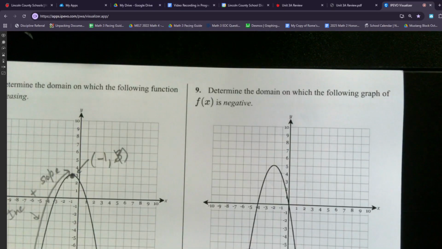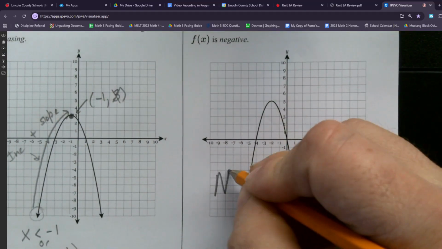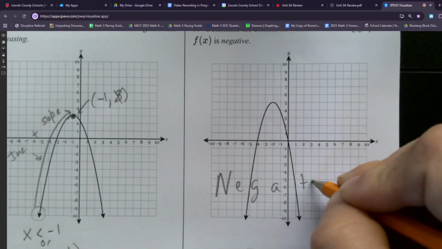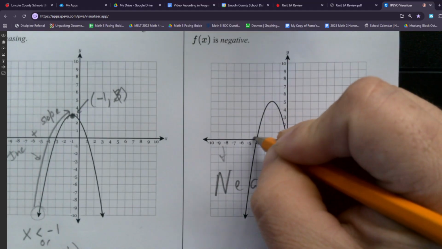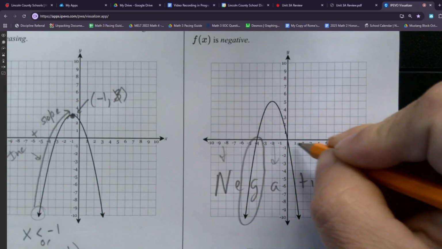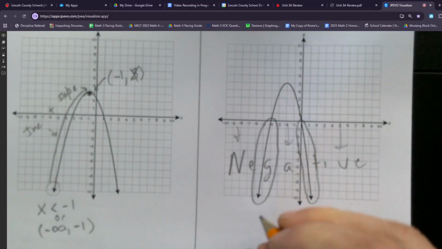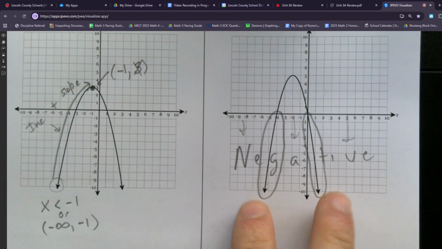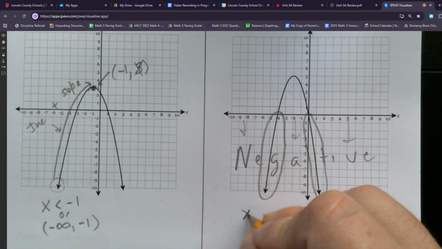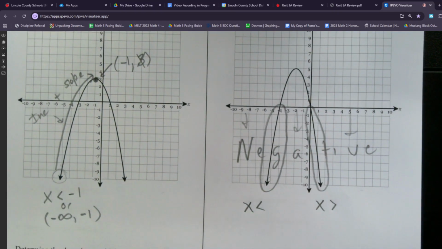All right. Number 9. Determine the domain in which the following graph is negative. Negative means below the x-axis. Anything below the x-axis is negative. All right, there's a negative portion. Now, left side of the function, left arrow, this is the left side, this is the right side. We know that starts with x less than on the left side. We know this starts with x greater than on the right side.